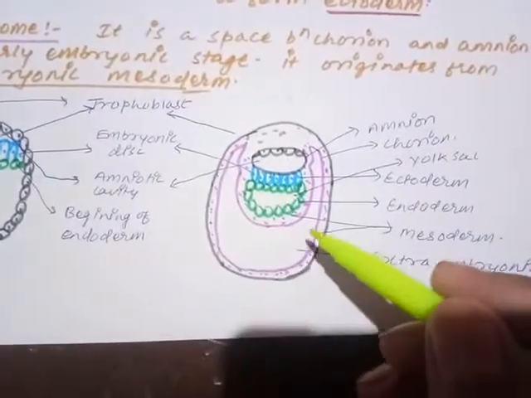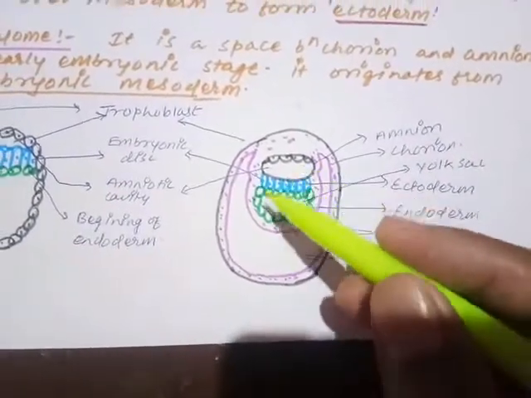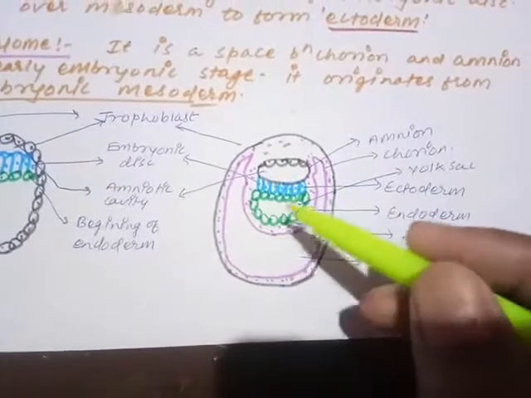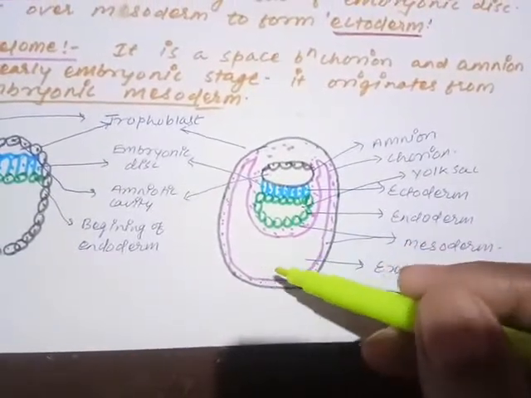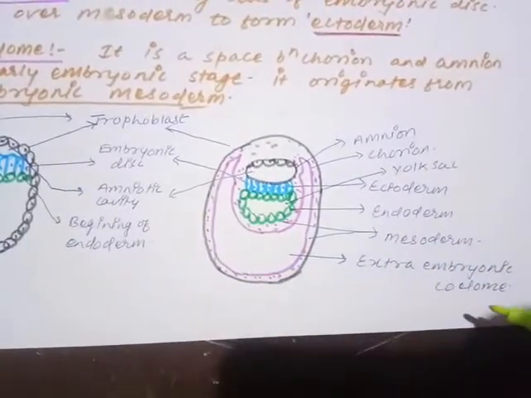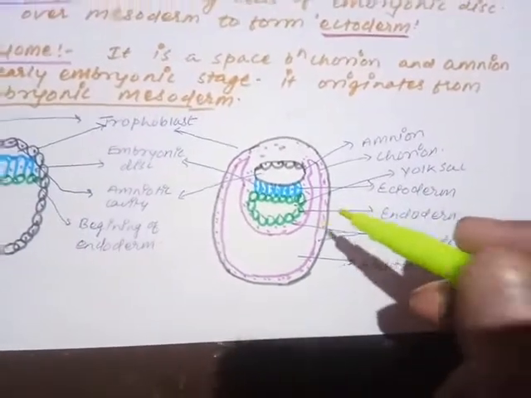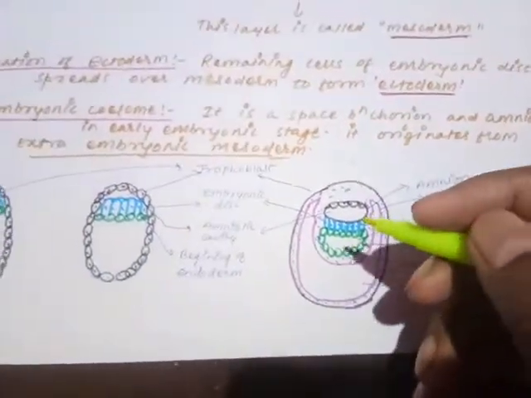The extra embryonic coelom lies outside of the embryo. This is the part of the embryo, ectoderm, mesoderm and endoderm. Here there is no embryo, so that portion which is vacant is going to form the extra embryonic coelom. So is it clear to you all? This is gastrulation and the process of gastrula.